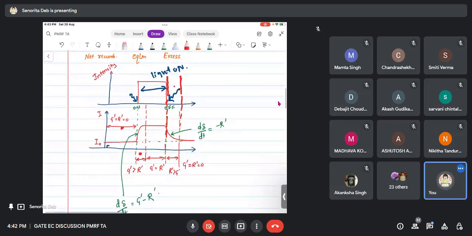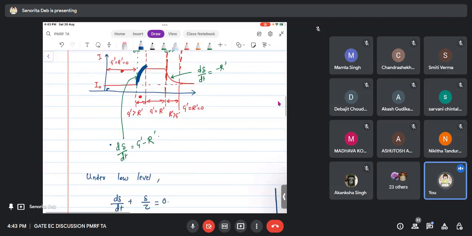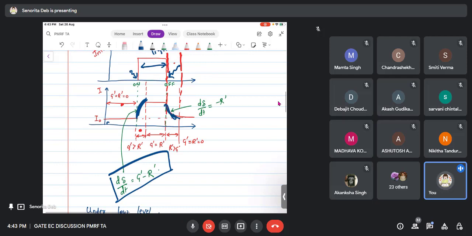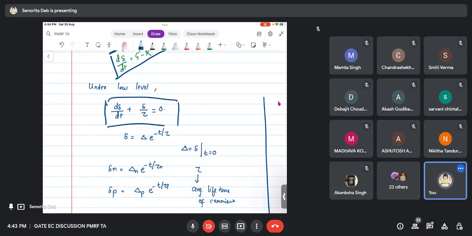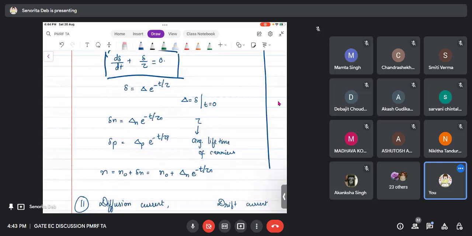If you see this graph here, this is given by dΔ/dt = G' - R', and this graph here is given by dΔ/dt = -R'. Okay. Now, this is under low level injection, this is what the equation is. Tau is the lifetime of the carrier. So, between when the carrier is generated and when it gets recombined, what is the time? That is given by tau, and this is the equation we arrive at. This is an important equation, delta n and delta p.